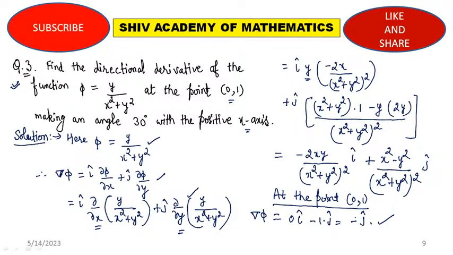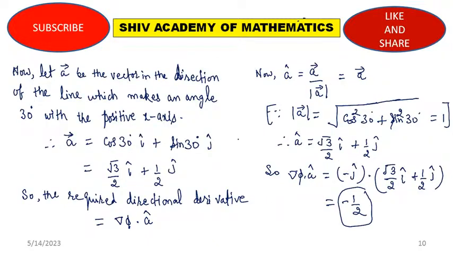Now we have to find a vector, because it is given that we have to find the directional derivative of this function phi in the direction of the vector making angle 30 degree with the positive x-axis. So the formula to get the vector A is cos 30 degree i cap plus sin 30 degree j cap, because the direction cosines will be cos 30 degree and cos 60 degree, but cos 60 degree is sin 30 degree. That's why I have written here sin 30 degree j cap.